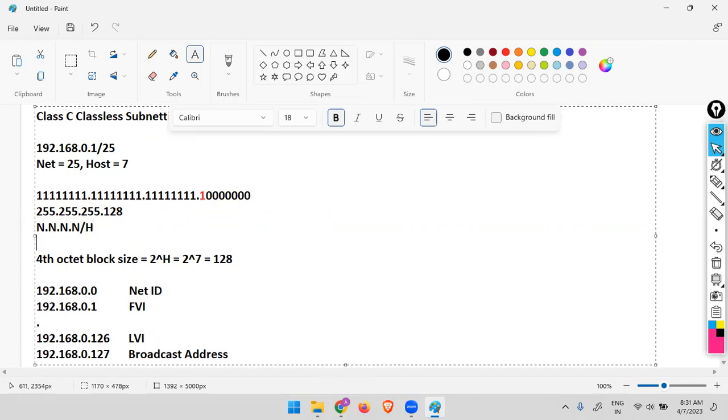Total number of networks you can calculate by 2 raised to power number of borrowed bits. How many bits did we borrow from the host part? Only 1 bit. Earlier this was 0, now we made it 1. So only 1 bit borrowed means how many networks will be designed? 2. So the first network is from 0 to 127.